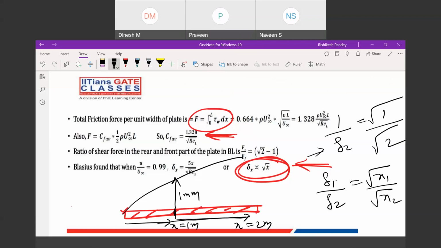In GATE they have asked so many times. So they can ask here also. They can give some values which you can calculate quickly. Clear?